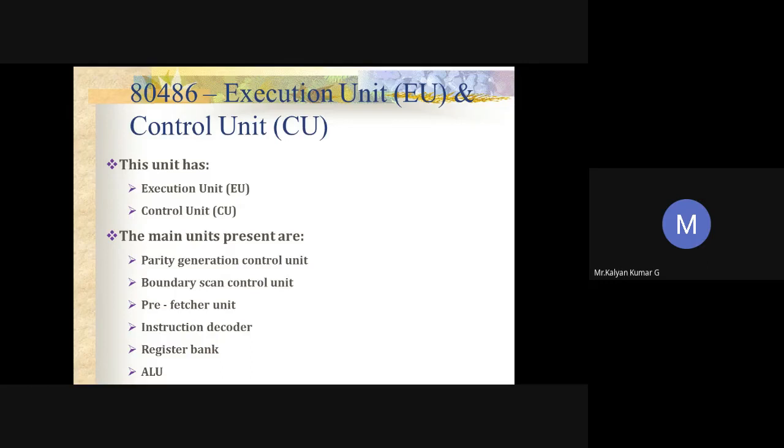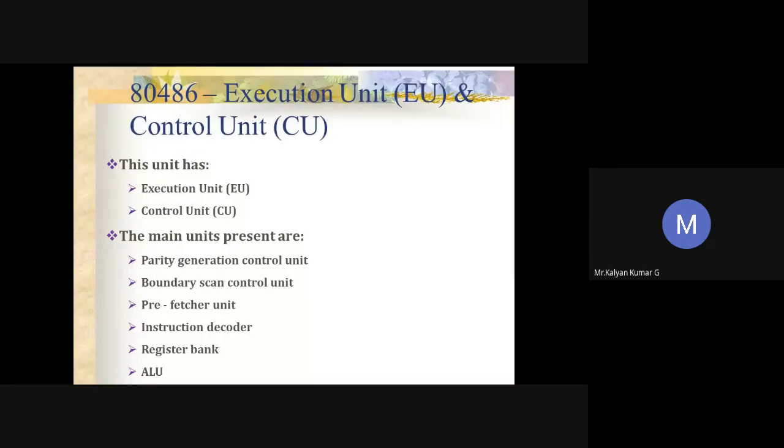Prefetcher unit: it fetches the codes from the memory and arranges them into 32-bit code. I forgot to say, in the previous case we had only a 16-byte queue, so here we have a 32-byte instruction queue. You can also add that feature. Instruction decoder: it receives the code from the code queue and decodes the instruction code sequentially. The output of this decoder will be fed into the control unit, which will in turn be used by the execution unit. The register bank and ALU you can write on your own, nothing new to you.